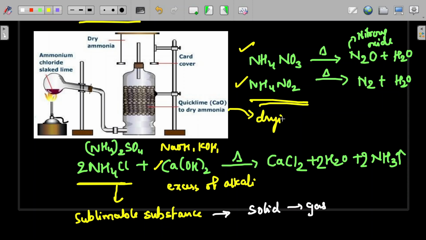Okay, it acts as a drying agent. Again, for the same reason, you have to write why we don't use concentrated sulfuric acid or phosphorus pentoxide and all. So you just write: ammonia is a basic gas, it reacts with them.